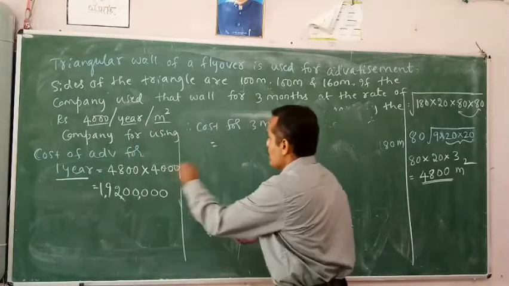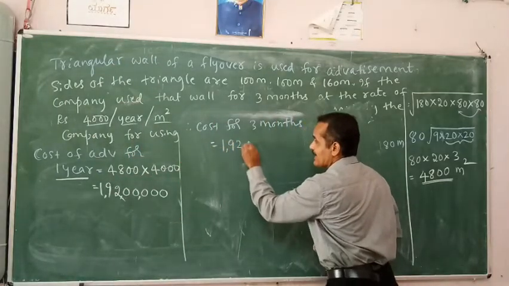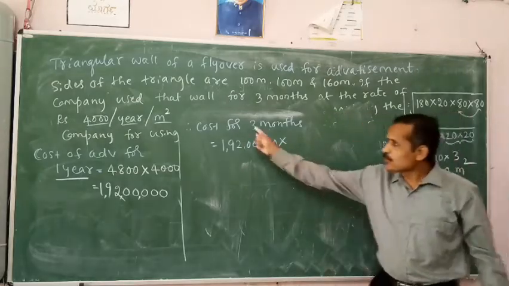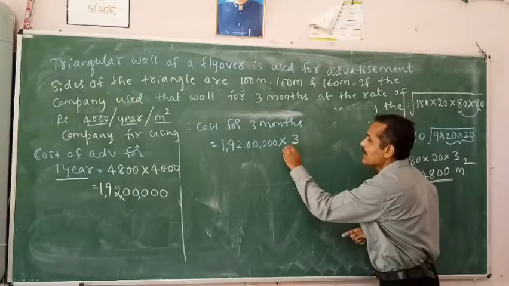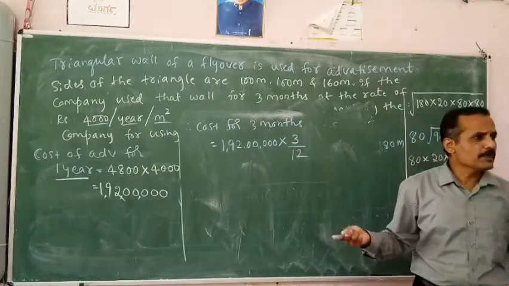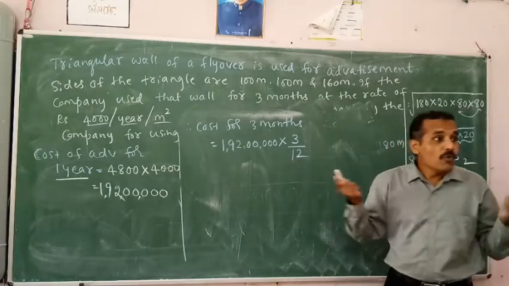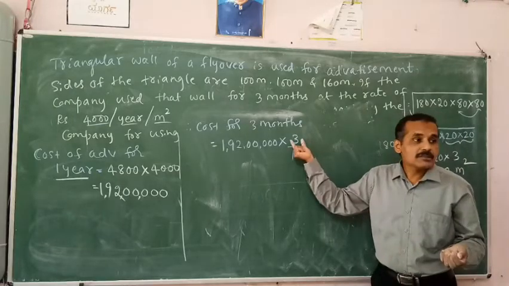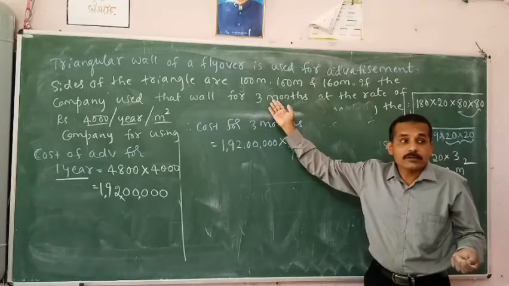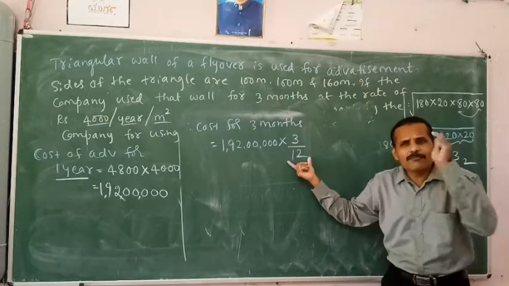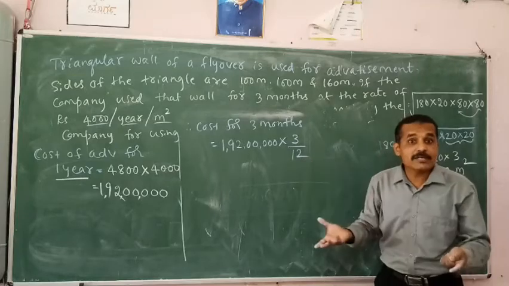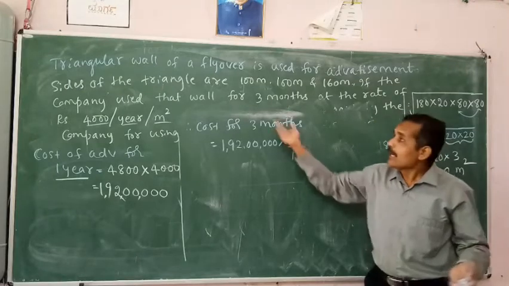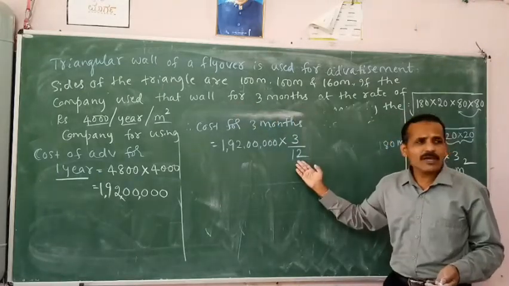See, what I will do. 1 crore 92 lakhs into, they use it for 3 months, so I will write into 3 divided by 12. Very simple. Why divided by 12? Whole year means 12 months. Out of 12 months, they have used 3 months. In case the question was asked for 2 months, what you have to do? Into 2 divided by 12. This 12 will be fixed. Whatever number of months, that much will come in the numerator. If they ask for 6 months, it is 6 by 12.